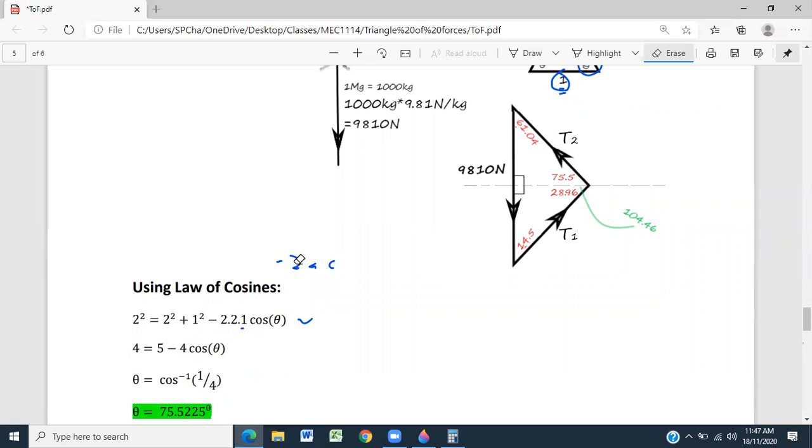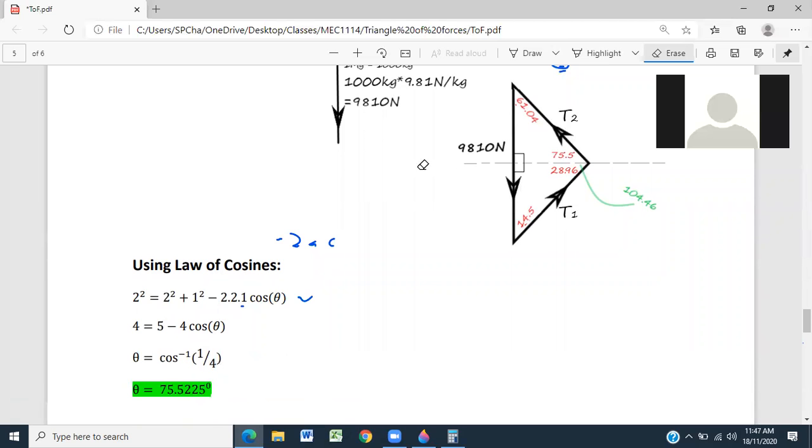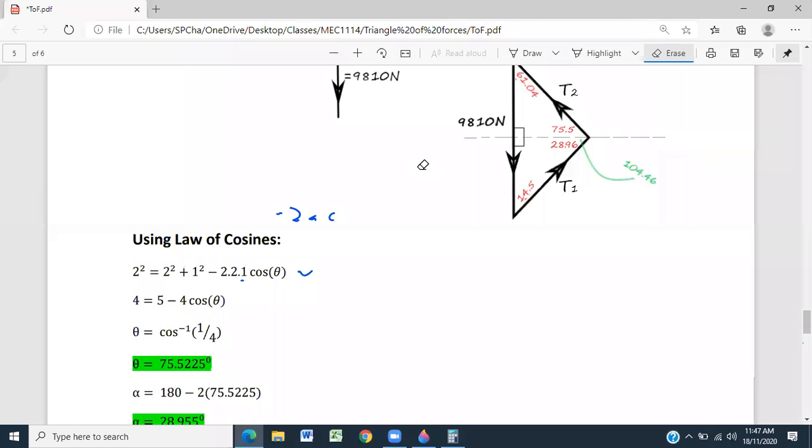Yeah? So 2 squared is 4 plus 1 squared is 1. 4 plus 1 is 5. Yeah? 2 by 2 is 4 times 1 is 4. So 4 cosine theta. 2 squared is 4, right? Okay, good. Carry over.